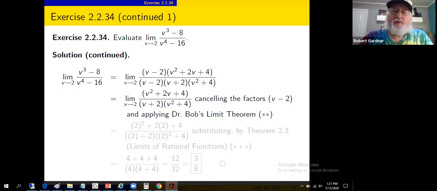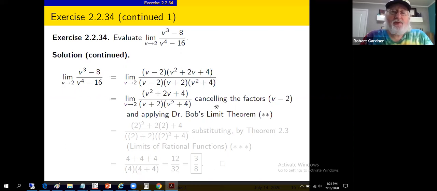Different functions, same limit. Dr. Bob's limit theorem says these functions are the same on an open interval containing 2, except at 2. They're not the same at 2, because that one's not even defined and this one is. That justifies canceling. This offer only valid in limits. Dr. Bob's limit theorem says the limits are the same even though the functions are different. It's how they're different, not much. Let's give that one a couple of asterisks.